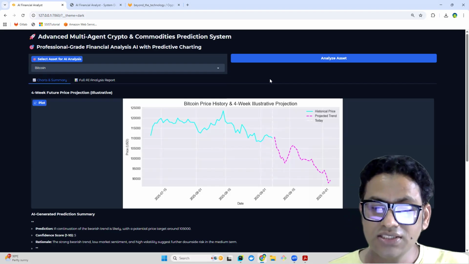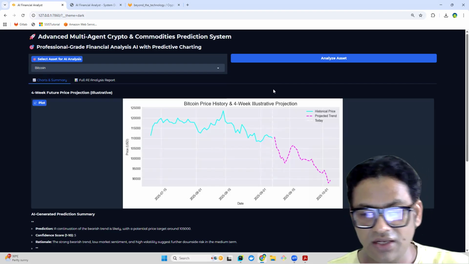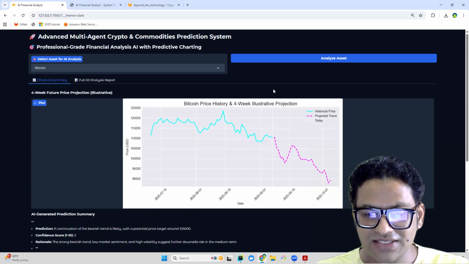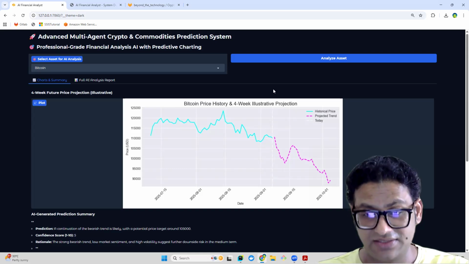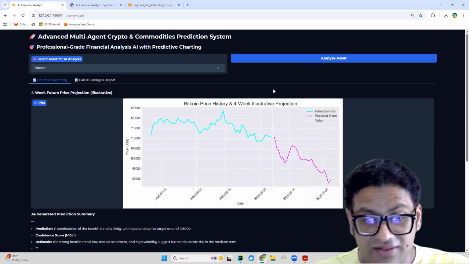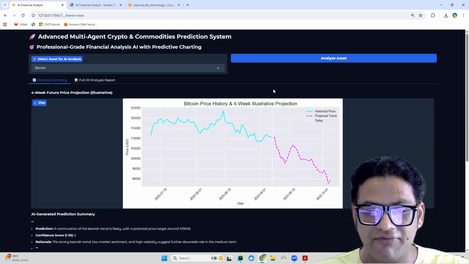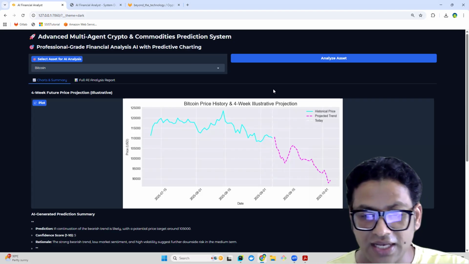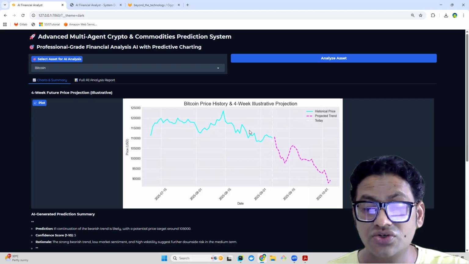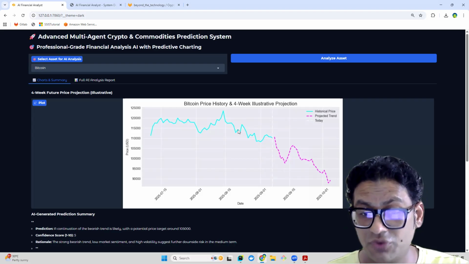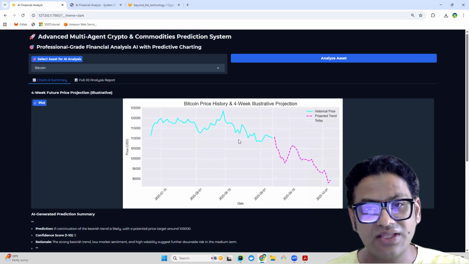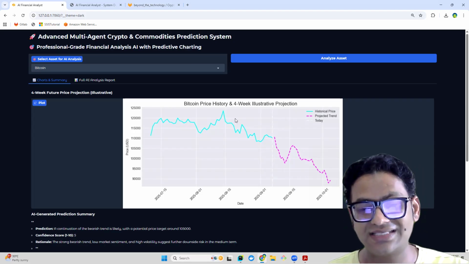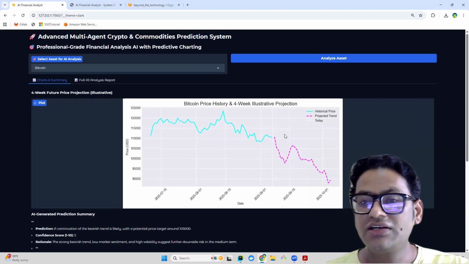So what it does, first it looks at the historical prices, tries to find out the trend, right? And then fetches the live market sentiments, like the fear and greed index, and then synthesizes everything into a coherent report. And I'm going to show you how that report looks. And it even generates charts, including an illustrative future price, which I have already mentioned, like future projection, and packages everything into a downloadable PDF and a Word document. It's a full package. So now you can see this is the historical as well as the projected trend for the price.